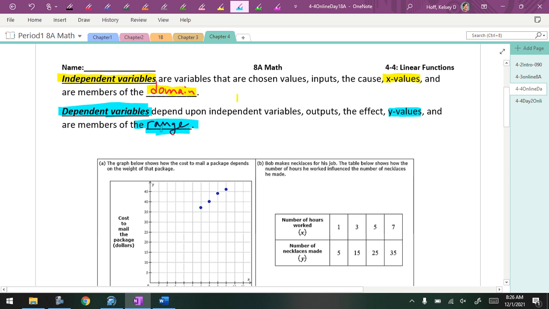Okay, so what's going to happen is, as you see in the next two problems, they're going to give you a graph and then they're going to give you a table. And it's going to ask you to identify the independent and dependent variables. On Alex, they're drop-down menus. Obviously, I can't give you a drop-down menu.